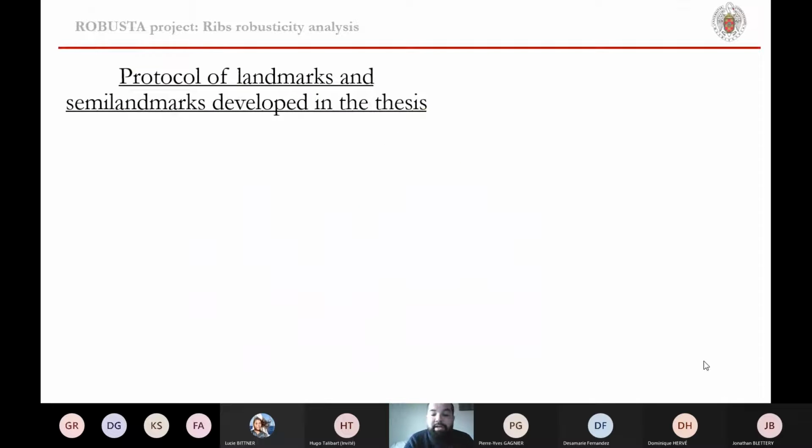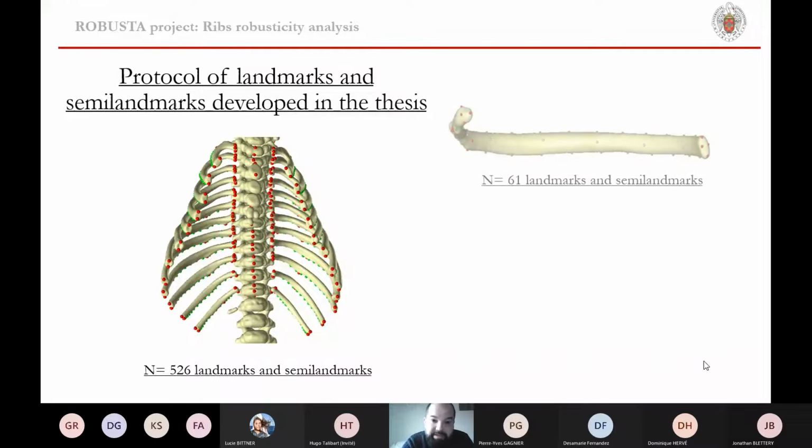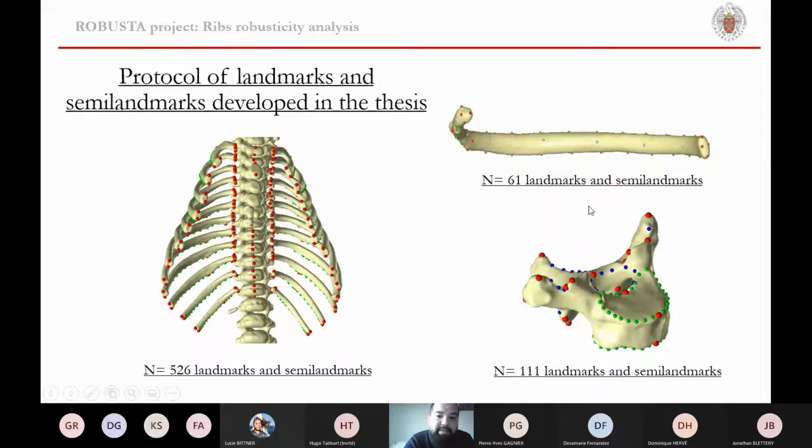So what we did for that was developing a protocol of landmarks and sliding semi-landmarks that I developed with Marcus last year in my dissertation for quantifying the rib cage and also the individual ribs and individual vertebrae. As you can see here, we followed a protocol of landmarks and sliding semi-landmarks for doing that.